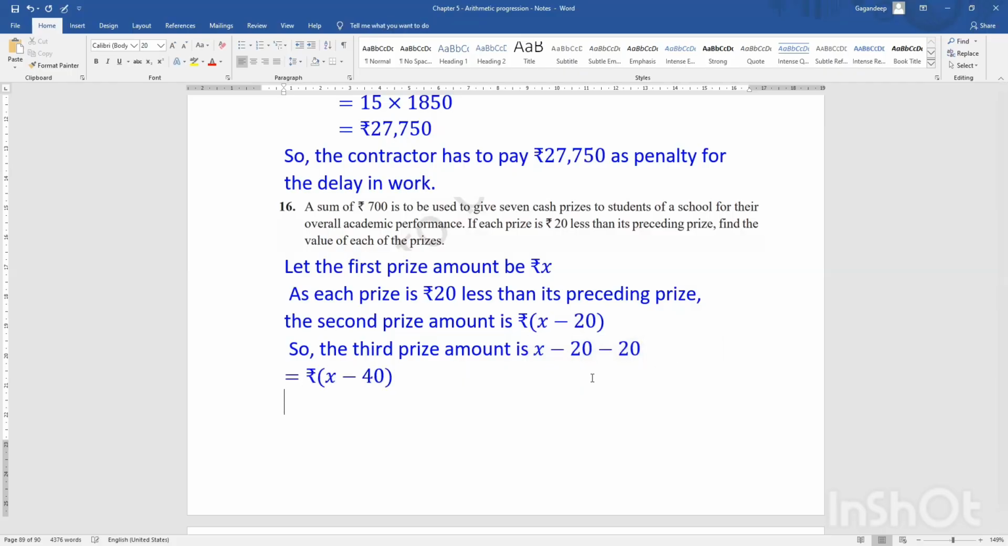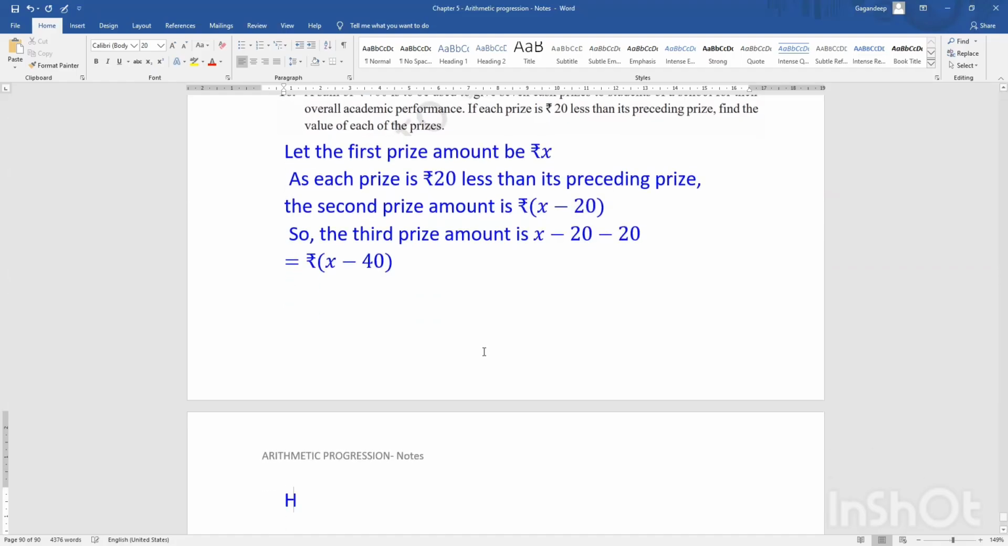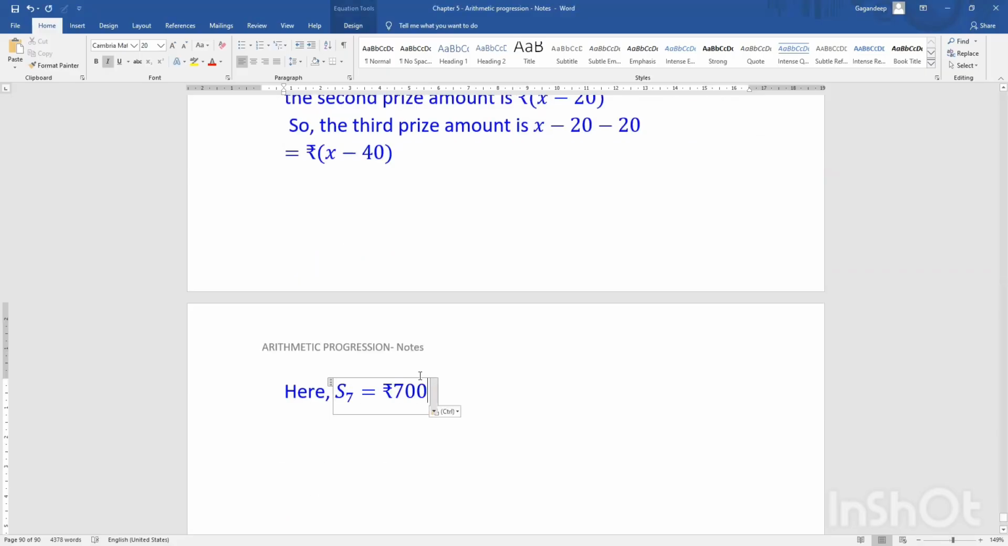Okay. Now let us write our findings. Here we have S7. S7 is 700. Why is it S7? Because there are 7 prizes only. The sum total of all these 7 prizes will give you rupees 700. That's why S7 is equal to 700. Then I have the d value, that is the common difference.